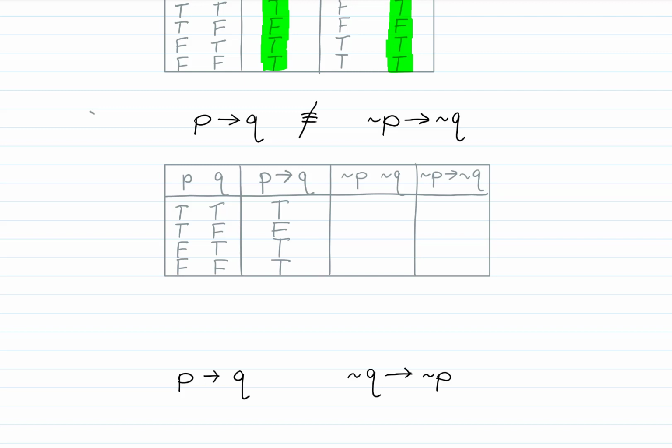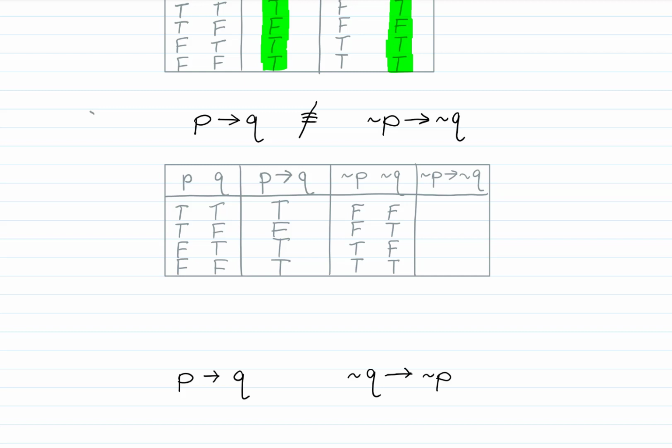Okay? Now, let's do this column. When P is true, the negation of P is false. When P is false, the negation of P is true. Let's do this column. When Q is true, the negation of Q is false. And when Q is false, the negation of Q is true. And now let's do the last column. Not P implies not Q.